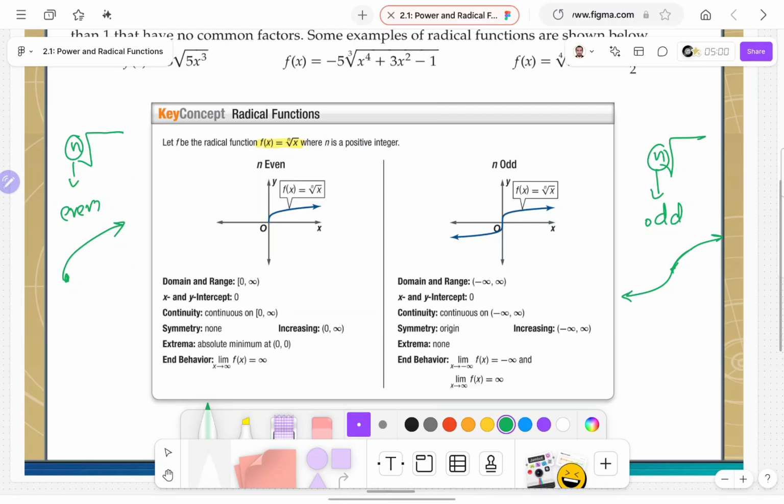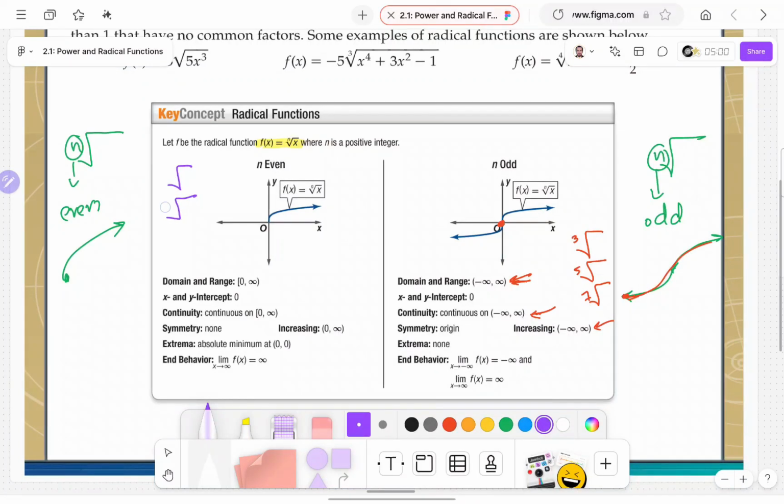And as you can see here, when the index is odd, the domain is negative infinity to positive infinity, and the range is also negative infinity to positive infinity, and the intercept is at (0, 0), and it's continuous and increasing from left to right. So always from negative infinity to infinity. This is when I have a cube root, index 5, index 7, so always like this.